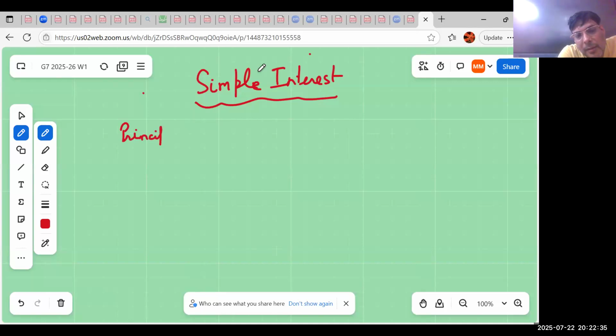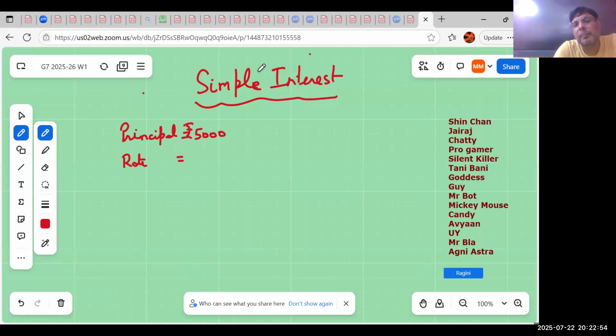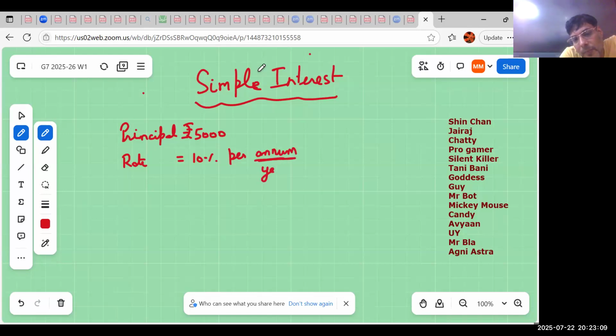So what is the principal? Either you deposit in a bank or any institution, that can be a principal. Even the loan that you take from a bank or from a friend, that also can be a principal. So let's say principal is 5,000. What is the rate of interest? Rate is the percent that you have to pay back every year for that loan. Let's say rate is 10%. Generally, it is 10% per annum. Annum means 1 year.